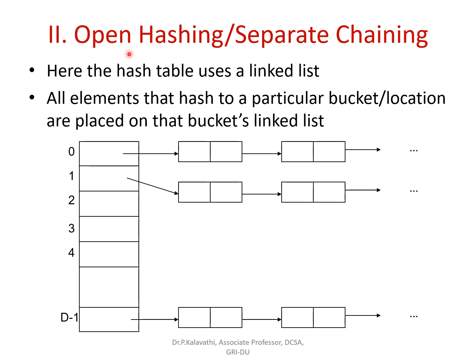The second type of collision resolving technique is open hashing or separate chaining. Here, the hash table uses the linked list structure. All the elements that hash to a particular bucket or location are placed on that bucket's linked list. So, the hash table stores only the addresses of the connected linked lists in this approach.